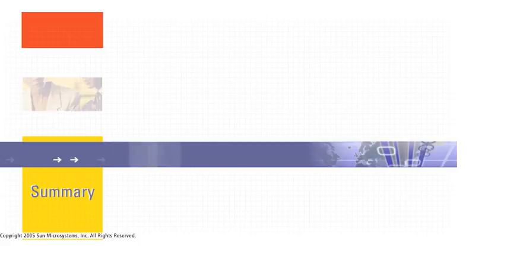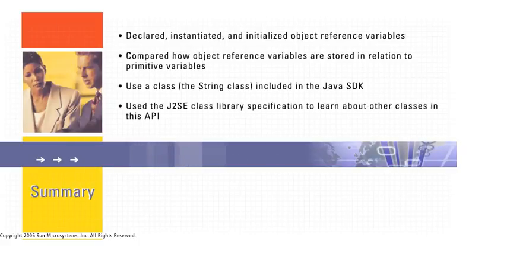In this module, we learned how to declare, instantiate, and initialize object reference variables and how they differ from primitive type variables. We also learned how objects and object reference variables are stored in memory and how they relate to each other and how they differ from primitive variables. We also learned about the string class as well as how to find out about other classes in the J2SE class library specification.